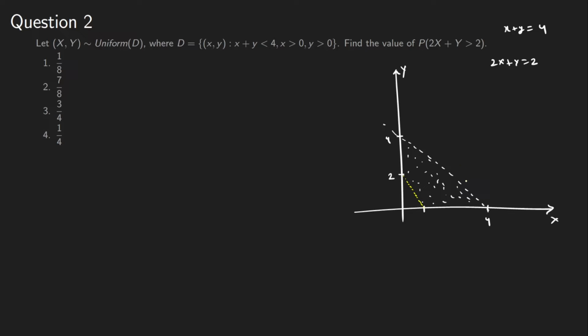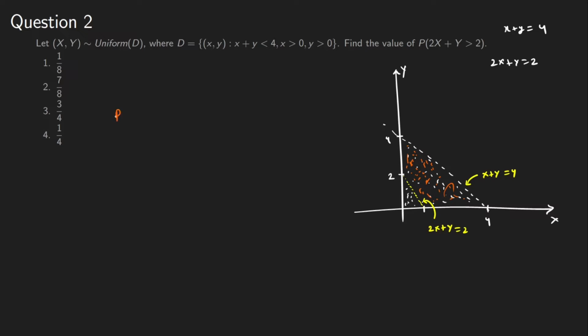So this is x plus y equals 4, and this is 2x plus y equals 2. Okay, this is all the points. And we have to find 2x plus y greater than 2. So this orange region is the required region that we have to calculate the probability for. Okay, so how do we calculate this probability?